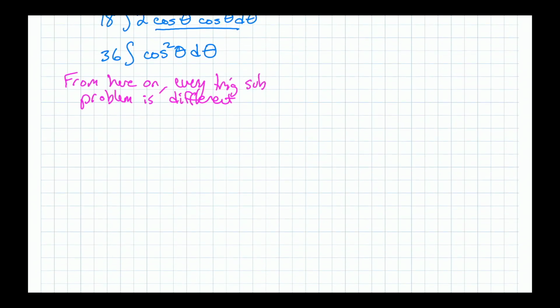All right, so from here on, every trig sub problem is different. We need an identity for this one. So what we're going to have to use is the identity for cosine squared theta, which I think is 1/2 times 1 plus cosine 2 theta. It's either plus or minus. I'm just going to double check it so I don't get the sign wrong for you.